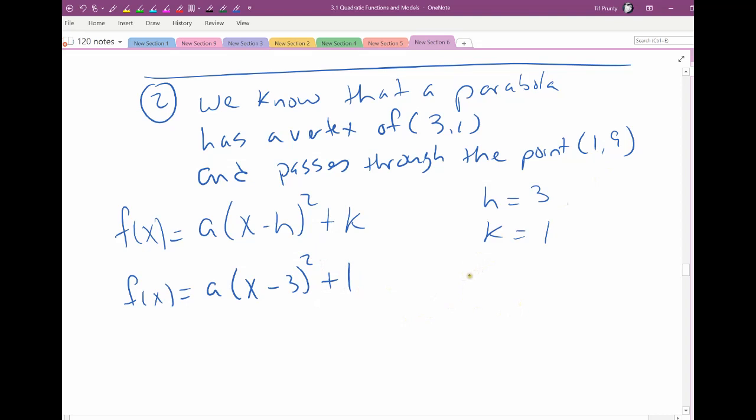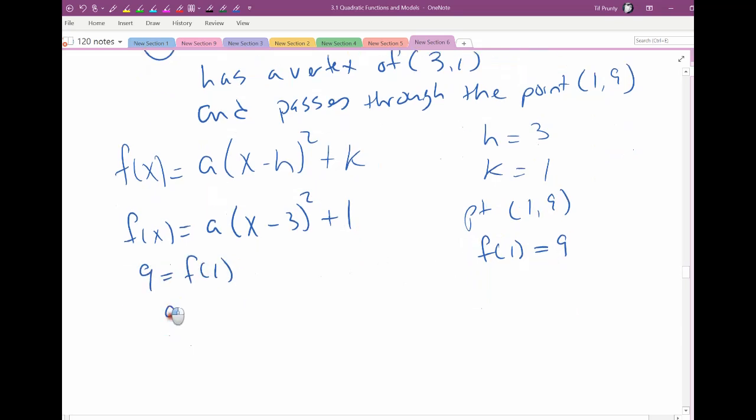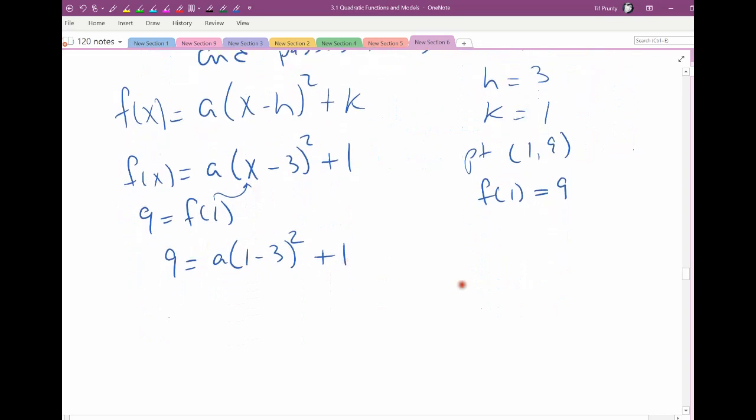And then I use the other point. So I have the point 1, 9, which means the x value is 1, the y value is 9. So when I plug 1 in, I should get 9 out. So I set it equal to 9, and I plug 1 in for my x value. So a times 1 minus 3 squared plus 1, and then solve for a.